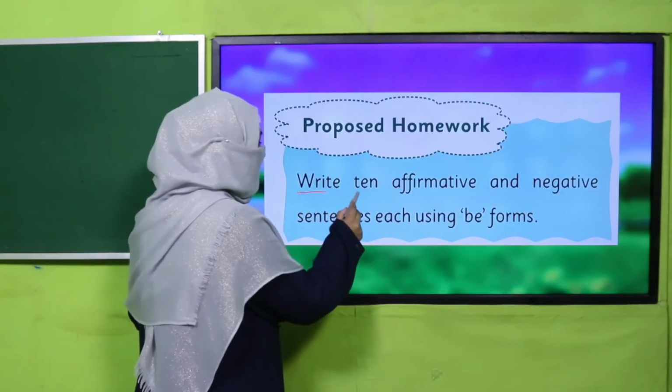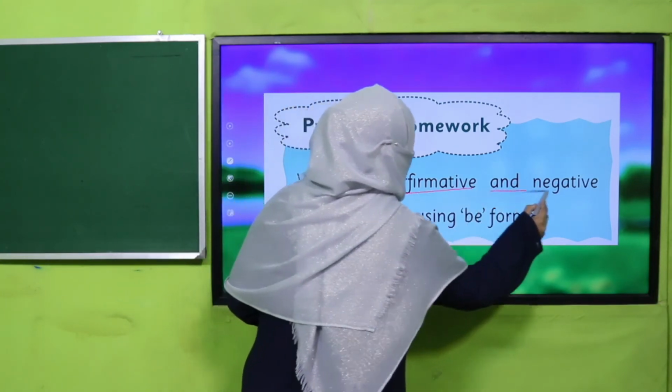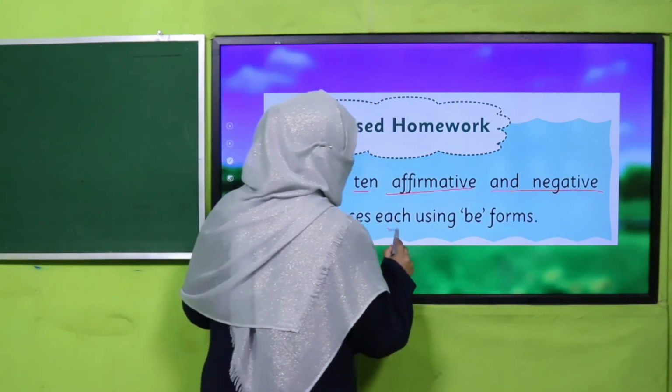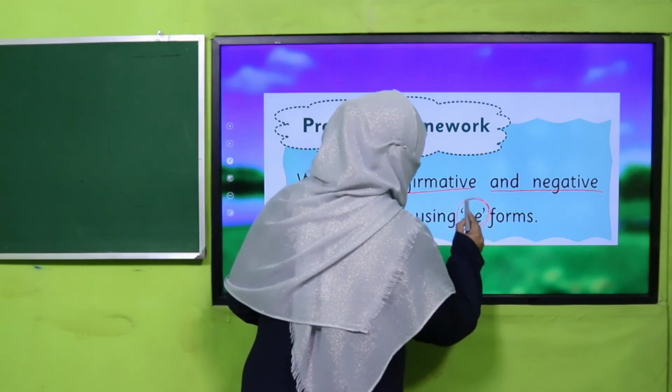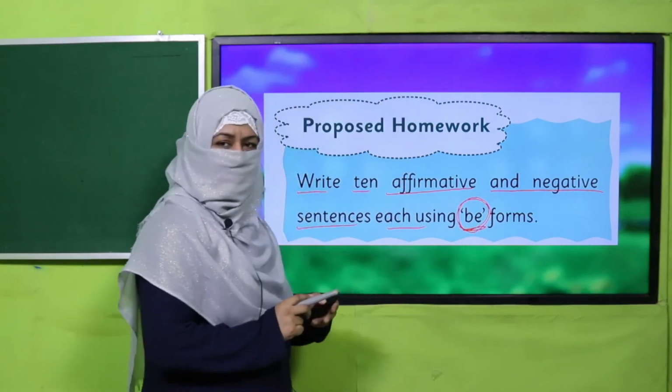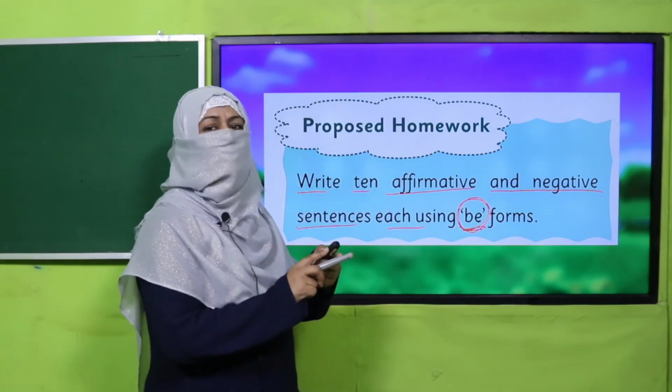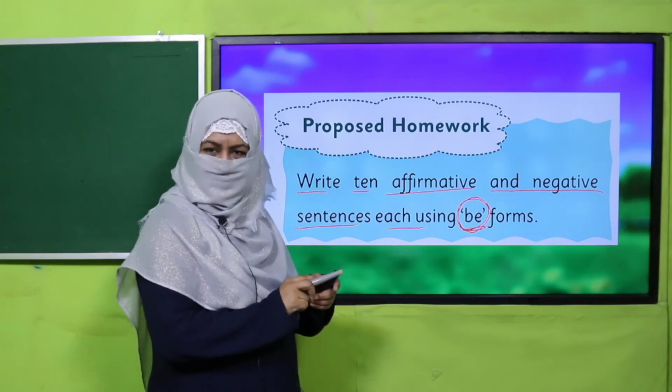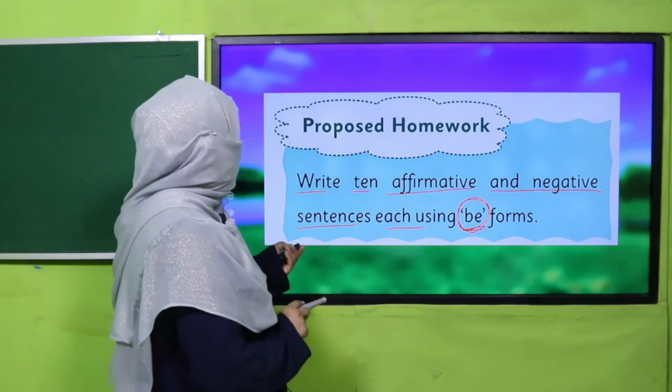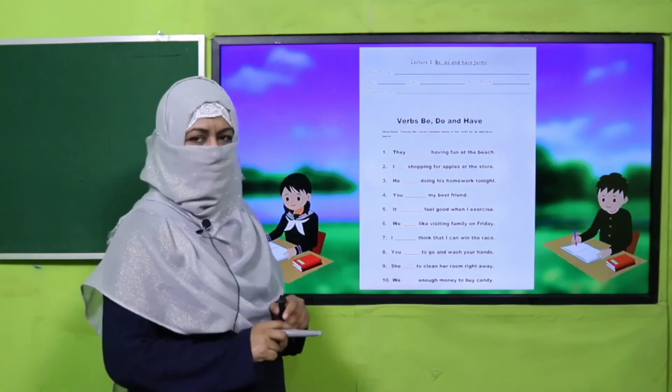You will write 10 affirmative and negative sentences using be form only. Okay? You will use be form. And I have explained to you, be form means is, are, am, was, were. All right? Okay.